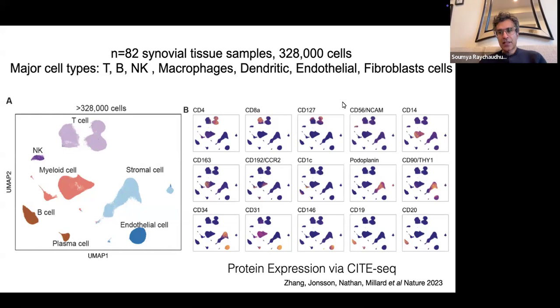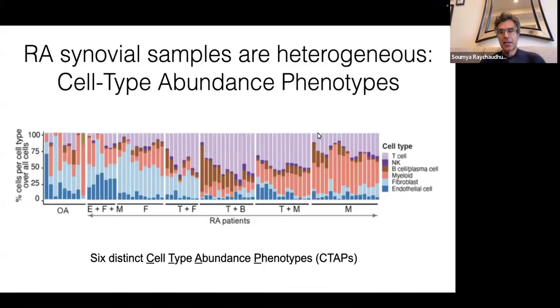So we looked at 328,000 cells. As you can see, we have natural killer cells, T cells, stromal cells, endothelial cells, so all of the major cell types. And indeed, what we could see right away is that there were differences in our patients. And we call these cell type abundance phenotypes. It's a very straightforward thing, really. We saw that there were some patients who had really mostly myeloid cells, some patients that had a mixture of T cells and myeloid cells, some patients that had a mixture of T cells, B cells, and myeloid cells, and other patients that really had many fibroblasts. And in this way, we found 6 different groups.